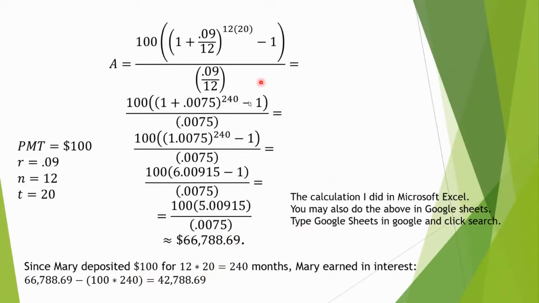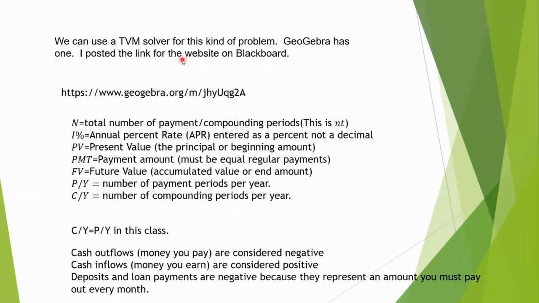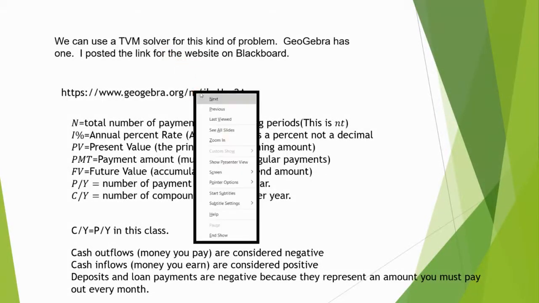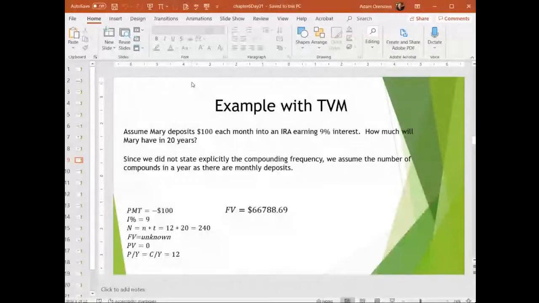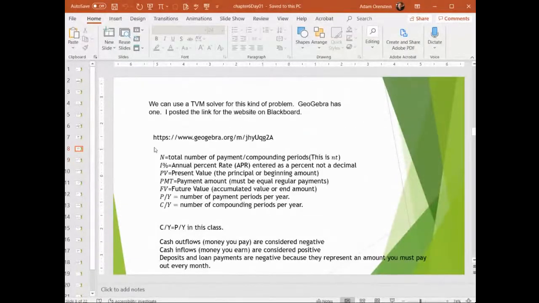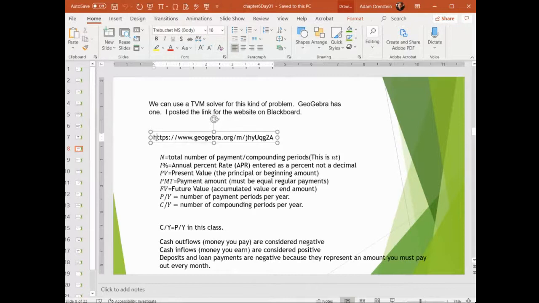Now, the calculation's not terrible. It turns out there is something called a TVM Solver that you can use to solve this. The link is on Blackboard. It's also here. Actually, let me see if I can highlight it. There we go.